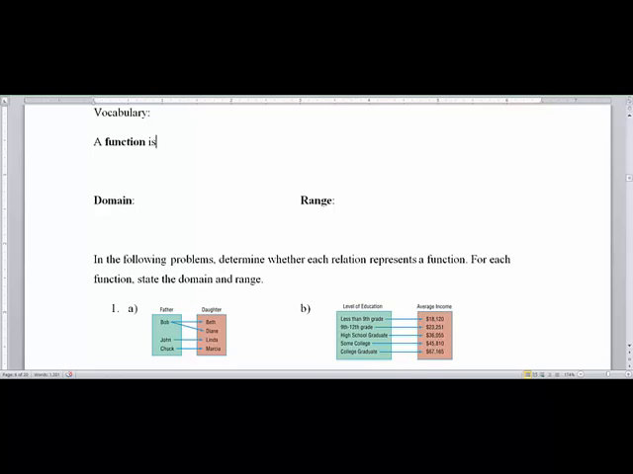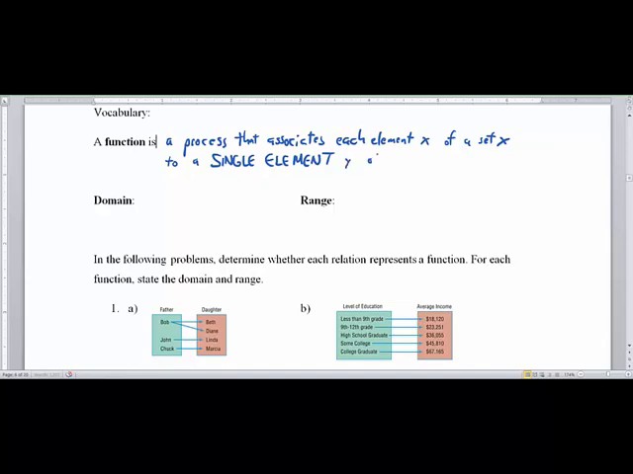But let's actually just first of all talk about a function and get to a definition. A function is a process that associates each element x of a set X to a single element, emphasis added there, to a single element y of set Y. So, a lot to kind of unwrap here a little bit.